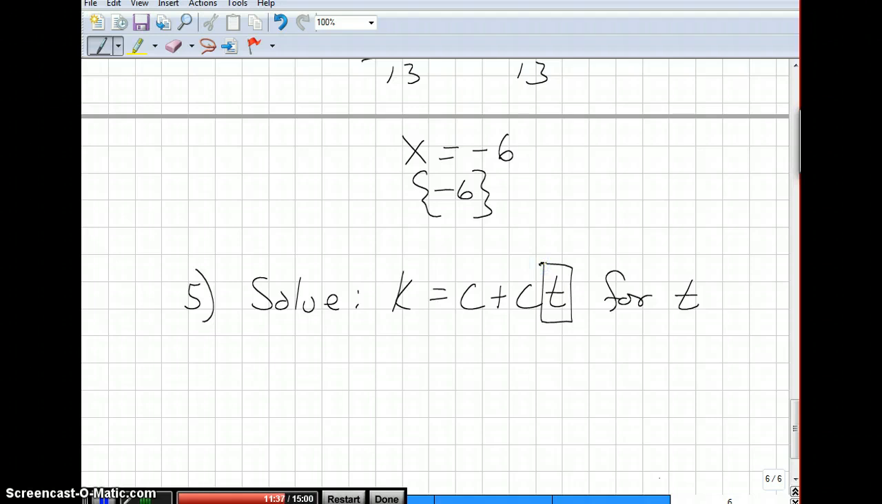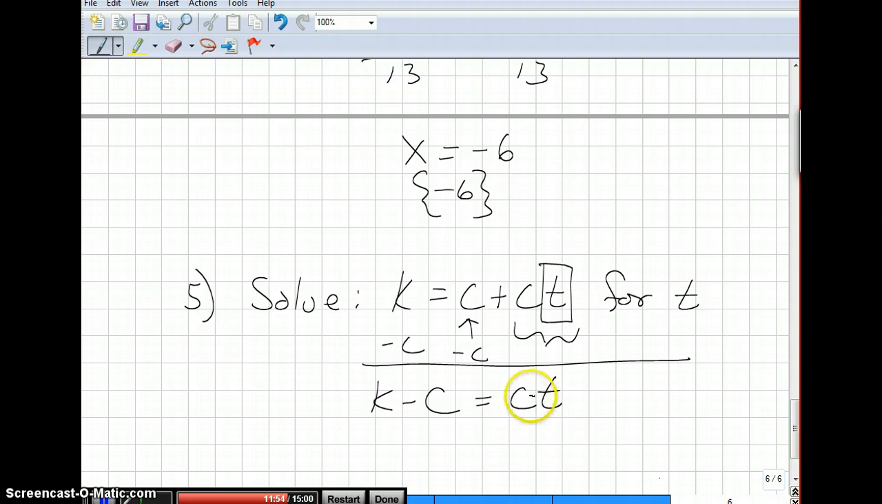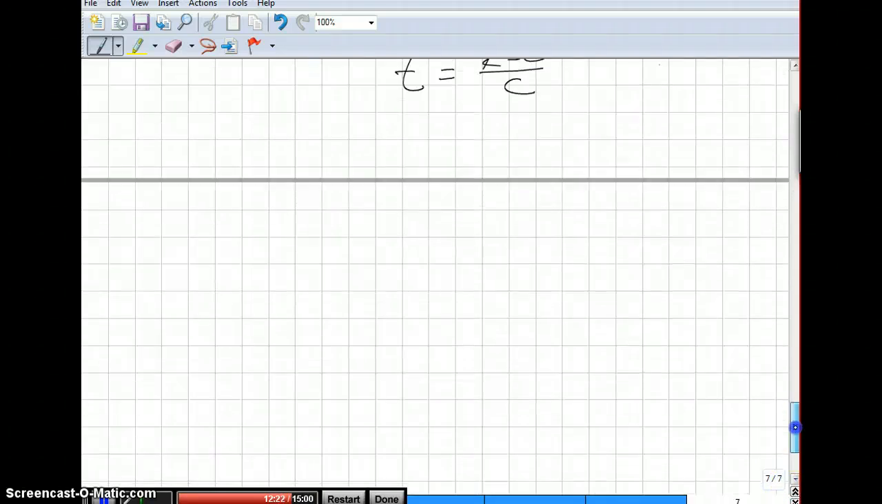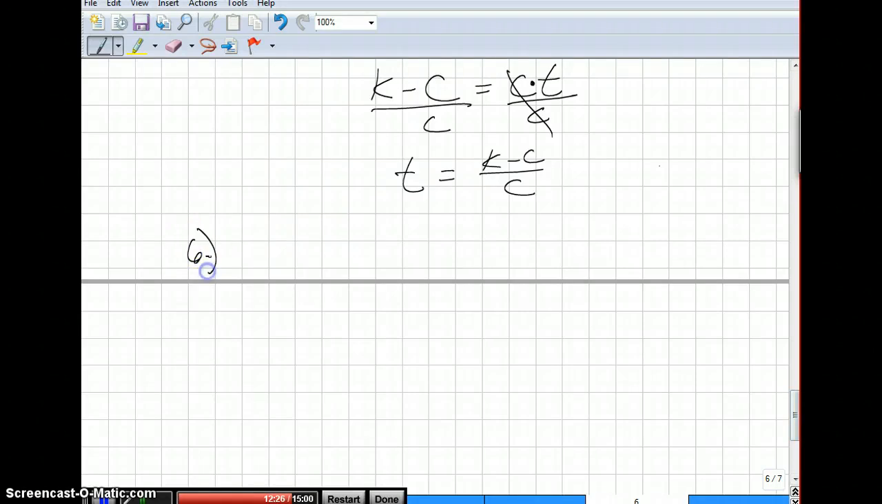So what we want to do is first of all get the ct by itself. So we're going to move this c to the other side. So we're going to subtract c from both sides. So this is going to be k minus c is equal to c times t. Well, this really says c times t, so to undo times, we do the opposite, which is division, so divide by c. And this will cancel, so by symmetric property, we get t equals (k minus c) over c. These equations that are in all variables are what we call literal equations. All right, let's try one last one.